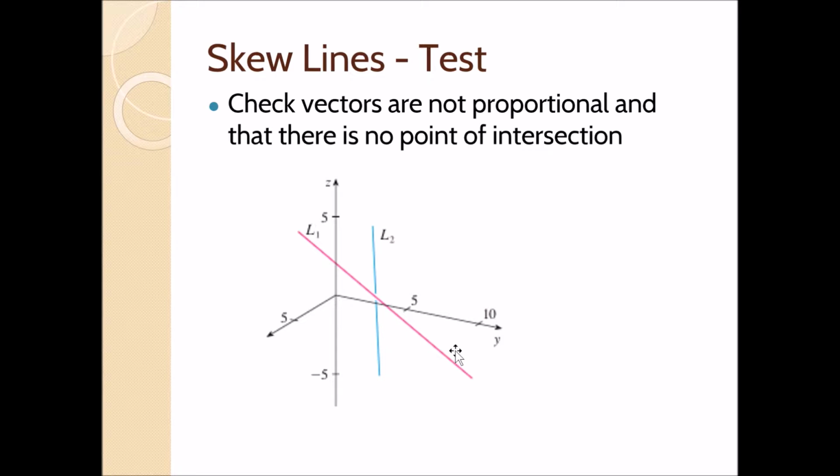Now we're going to talk a little bit about the skew lines test. Skew lines are lines that do not intersect. The best way to determine if two lines are skew lines is to check if their vectors are not proportional, and then check that there is no point of intersection.